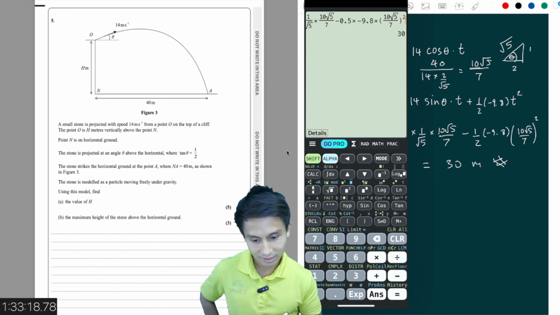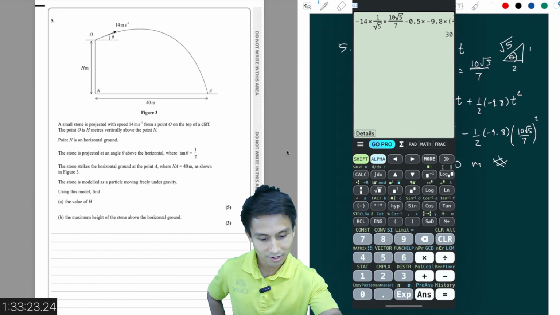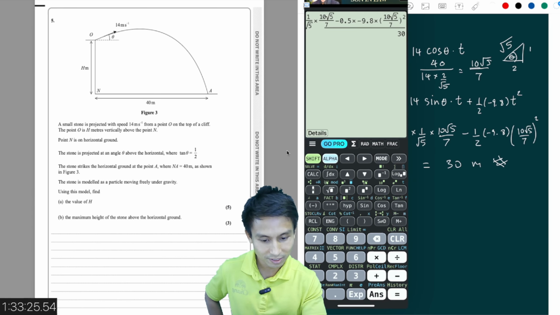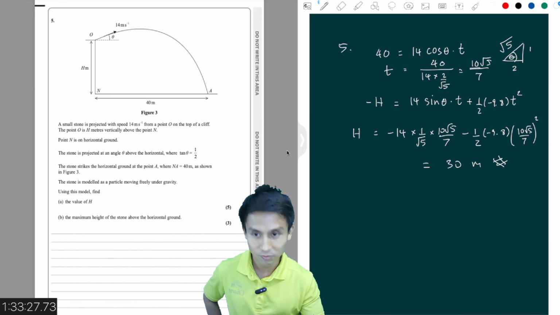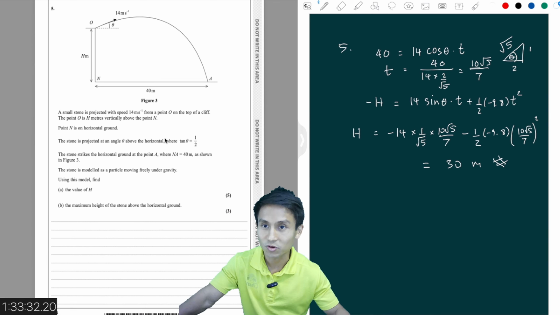Let me check if I put everything in correctly. 1 over root 5. Yep, minus there. Yep, that should be fine. 30, happy with that. And B, the maximum height of the stone above the horizontal ground.